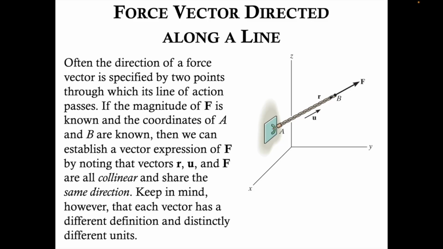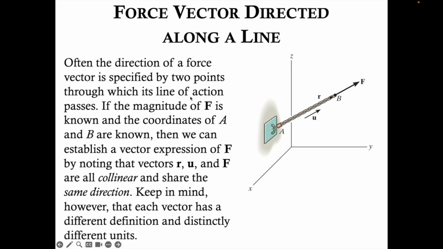So, force vector directed along a line. Take a look at this diagram here. We have this cable or a rope that has endpoints at A and B and some force that's acting on the rope. The rope is being subjected to this force in the direction of that axis here from A to B. So often the direction of a force vector is specified by 2 points like A and B through which its line of action passes.